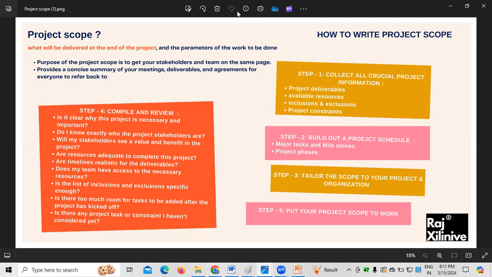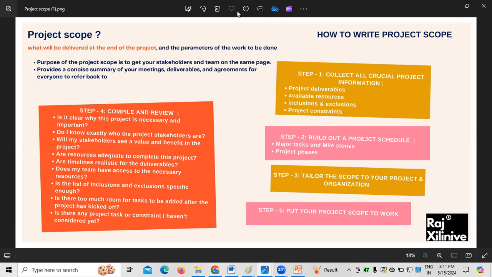Is it clear why this project is necessary and important? First of all, you must be knowing about clarity. Like, is it clear why this project is necessary and important? First, you must be knowing. Second: Do I know exactly who the project stakeholders are? Listing down all the SMEs and data stewards, all the people who are involved, which we have discussed some time back.